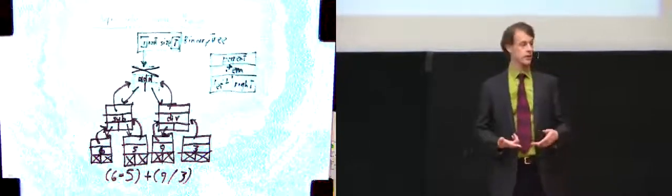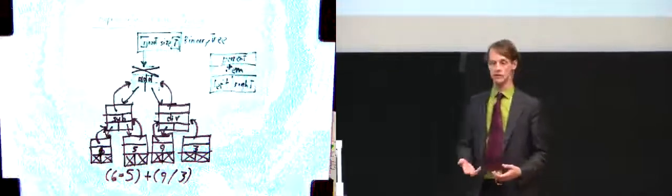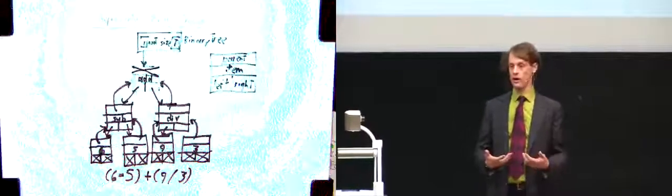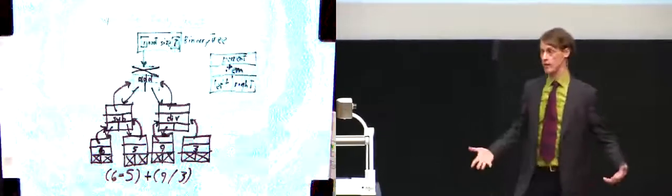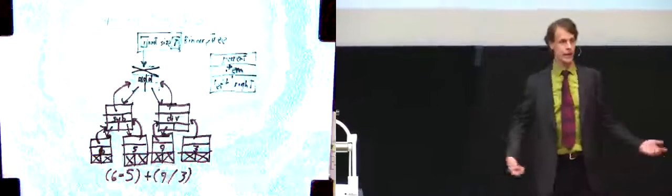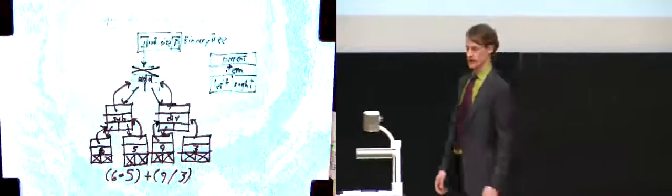So I want to remind you of the definition of binary tree I gave you before. It's a tree in which every node has at most 2 children, and even if a node has only 1 child, that child is always either a left child or a right child. It's never neutral.